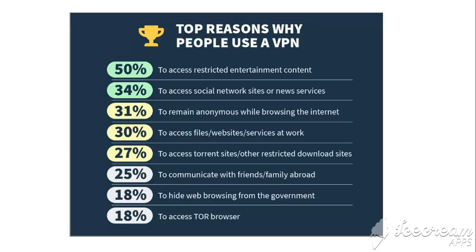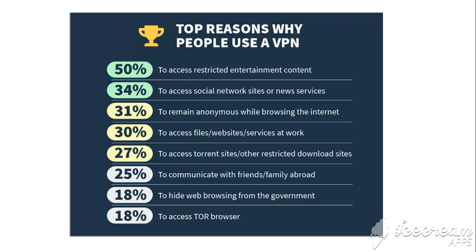If I explain it further, here are some other advantages as well. The first one is to access restricted entertainment content, which means a VPN can bypass geographic restrictions and get you access to any streaming service around the world. If you are living in or traveling to another country outside the US, you can still stream Netflix US by using a VPN.